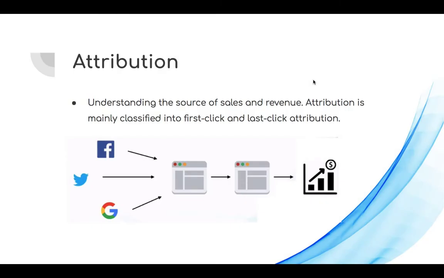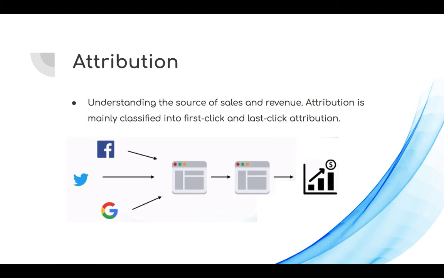The next one is attribution. Attribution is mostly used to understand the source of sales and revenue inside the funnel. Attribution is mainly classified into first click and last click attribution. Let's say you consider 100 visitors being sent to your website from Facebook, 50 visitors from Twitter, and 500 visitors from Google. At the end of the day, you have, let's say, 20 sales. You need to find out which source the sales happened from. Maybe 15 sales happened from Facebook and another 5 sales happened from Google search. This helps you understand that no sales happened from Twitter. So this is the first click attribution.